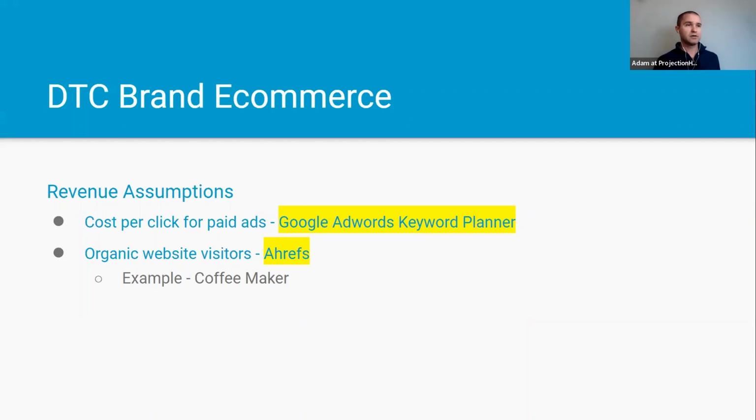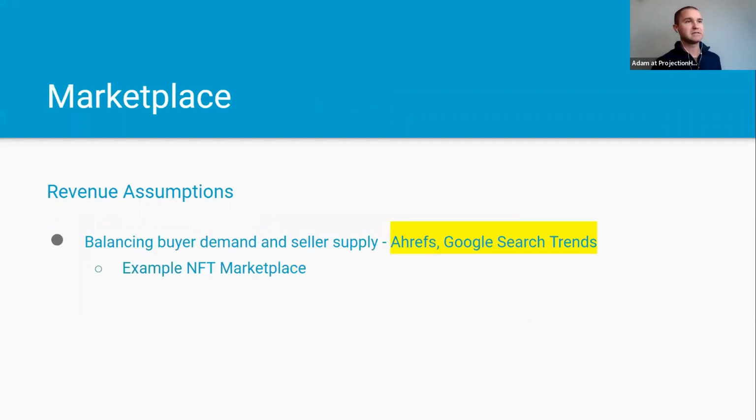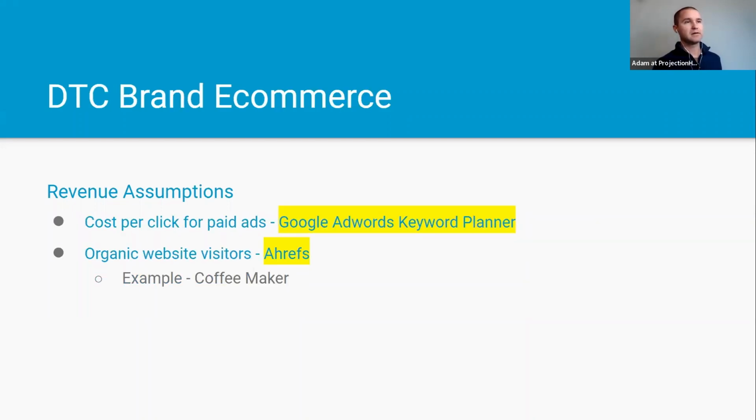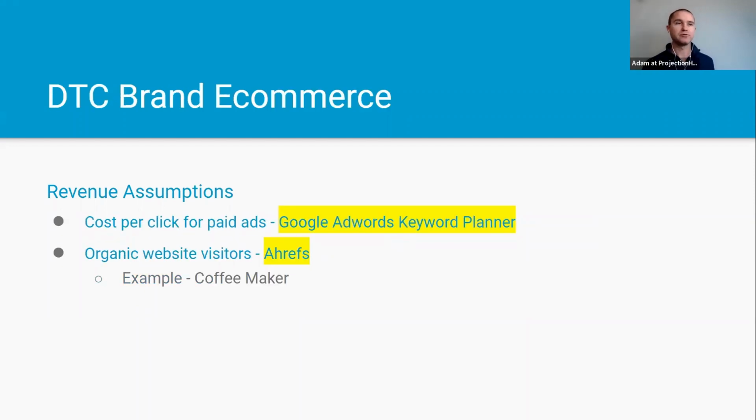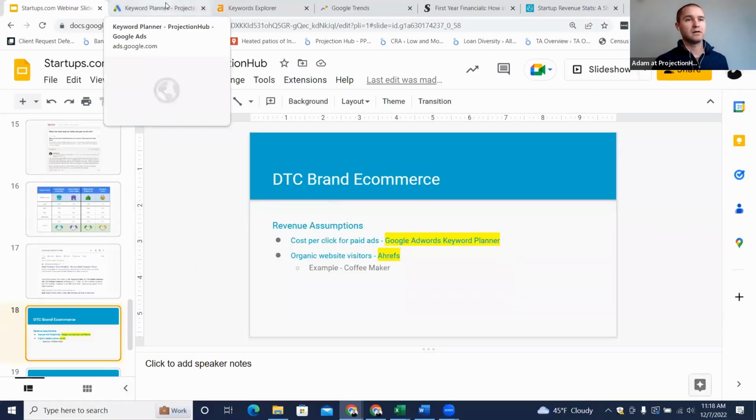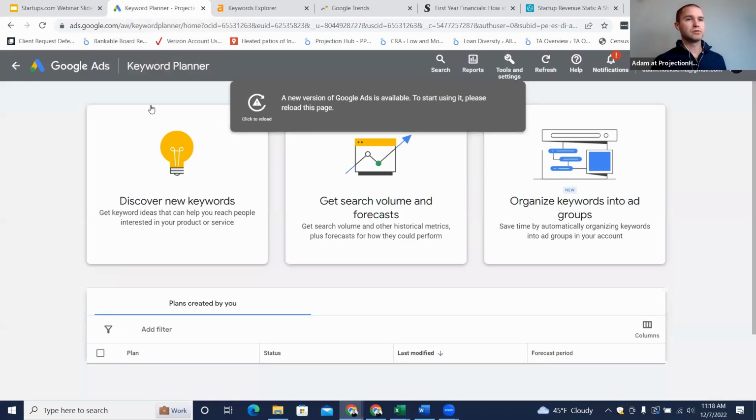All right, so now we have our D2C brand and our marketplace, where I'm going to look at some third-party tools and show you how I use them to do more sleuthing around and get some more information. So we're going to pretend that we sell a coffee maker, and we're going to go to the Google Keyword Planner.